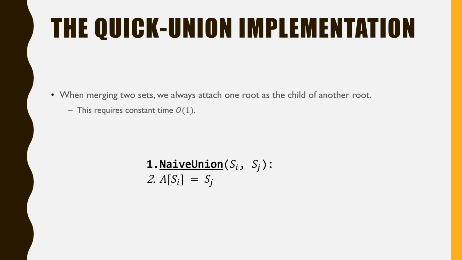From the examples above, we can summarize the union operation as follows. To merge two sets, we update the array entry A[S_I], where S_I is the label and root of one set, to S_J, the label and root of the other set. Such an implementation of the union operation runs in O(1) time.